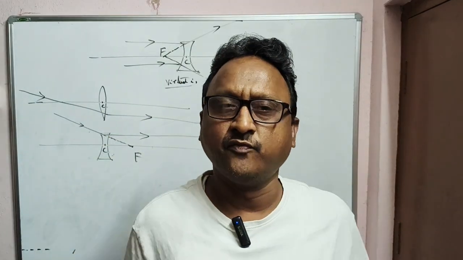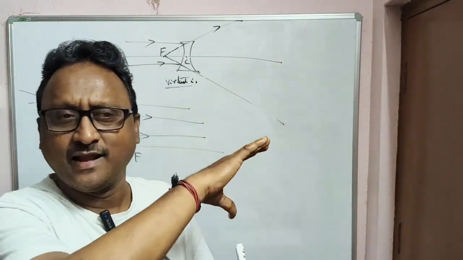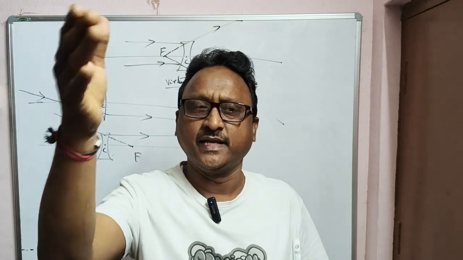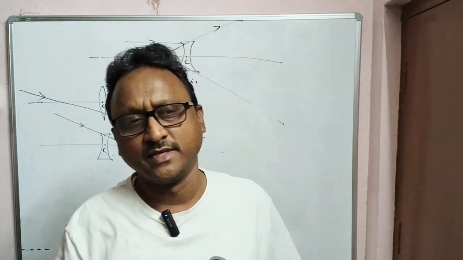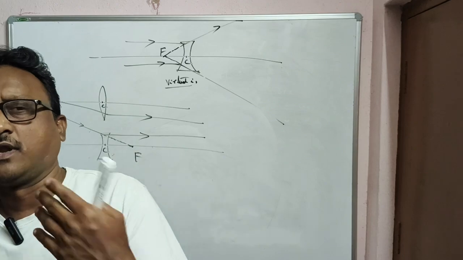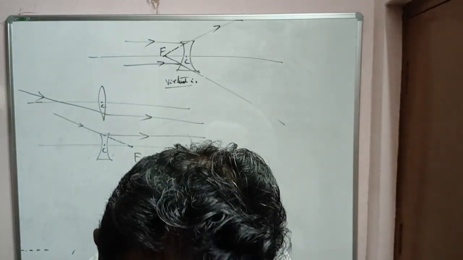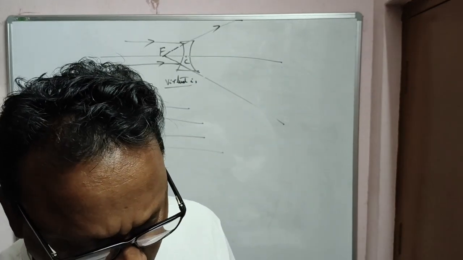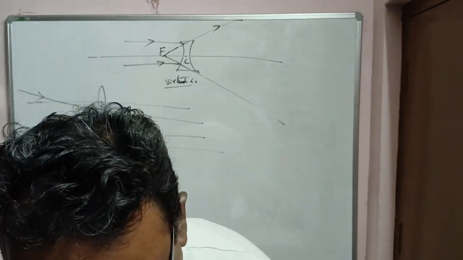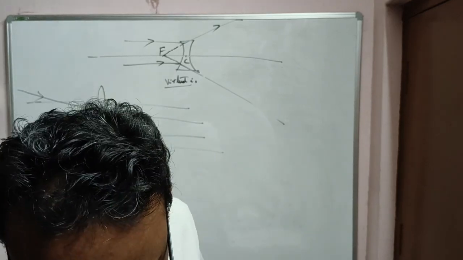In the earlier classes also I told you parallel light always meets after it goes to the focus. Light going through the focus will always go parallel, and vice versa. Okay, so these things you have to remember very carefully. Light rays going through the focus will go parallel after meeting the lens.